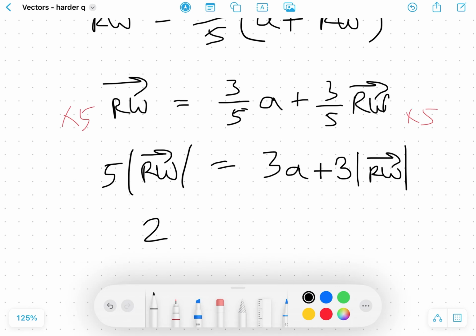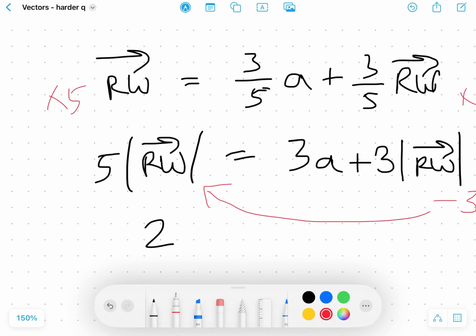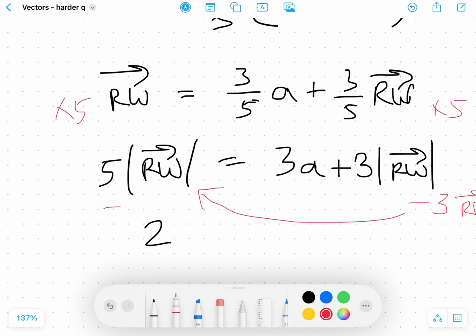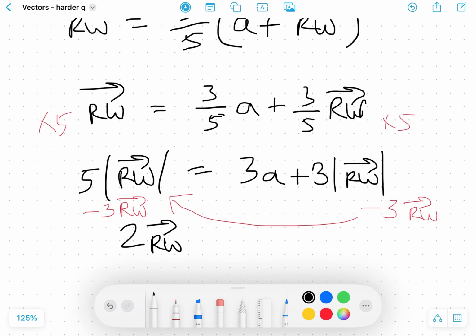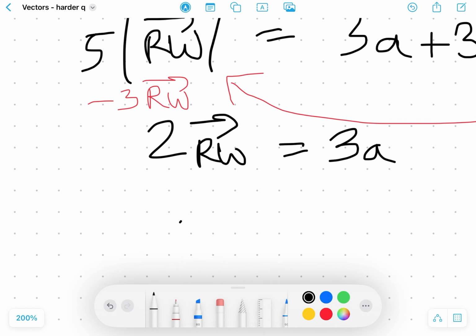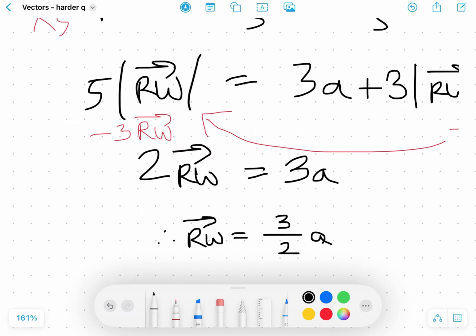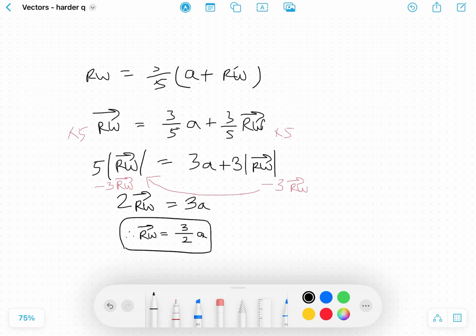So now if we subtract 3 times the vector RW from both sides, we get 5 RW minus 3 RW, which is 2 times the vector RW, is equal to 3A. And therefore in the end we get RW is equal to 3 over 2A if we divide both sides by 2. So now we have RW is equal to 3 over 2A.